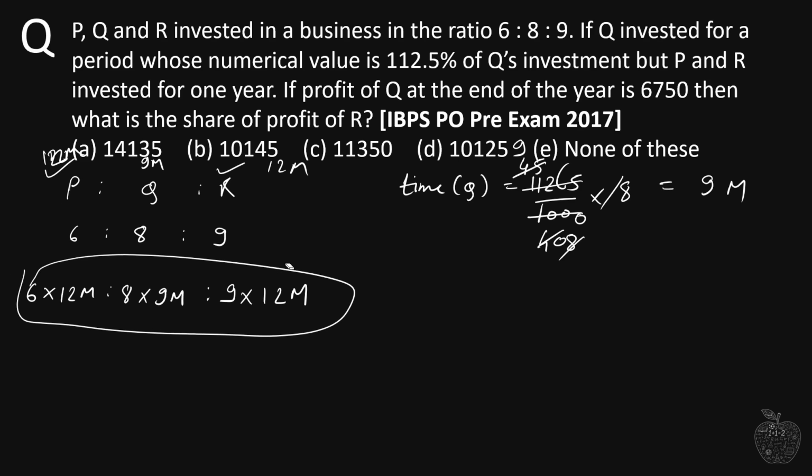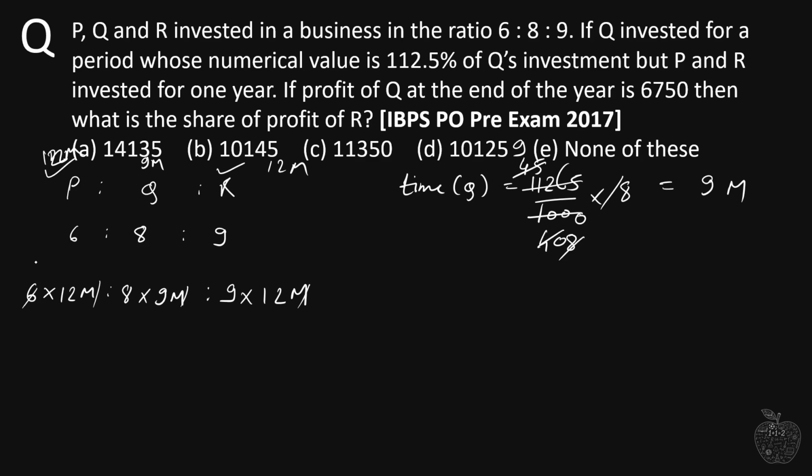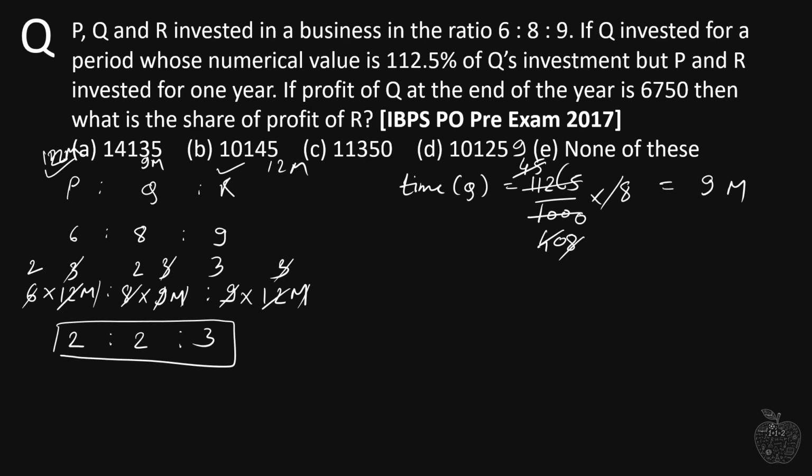Alright, so now let's simplify this. Let's cancel out the months first. Then we can simplify with 3 2s are 6, 3 3s are 9, 3 3s are 9. Again we can simplify this with 4 3s are 12, 4 2s are 8, and again 4 3s are 12. 3 3 3 gone. So we are left with 2:2:3. Now profit will be distributed between P, Q and R in the ratio 2:2:3. Alright, this much is clear.